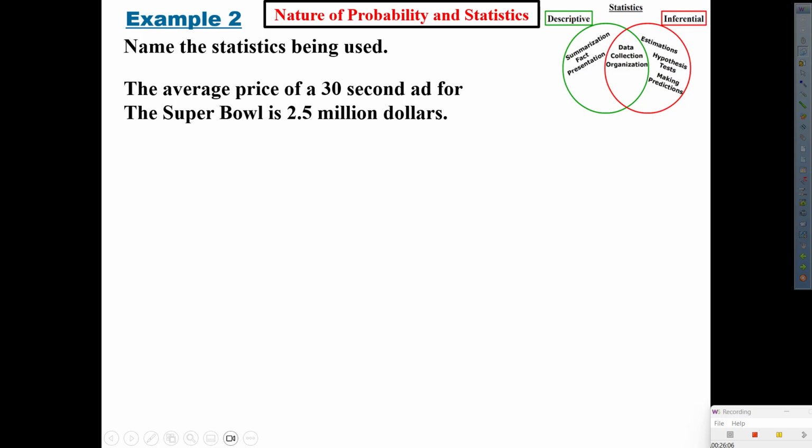All right? So tell your neighbor, if you were to go and tell somebody this, reporting back, is that descriptive or inferential? What would be your final verdict? Tell your neighbor, please.